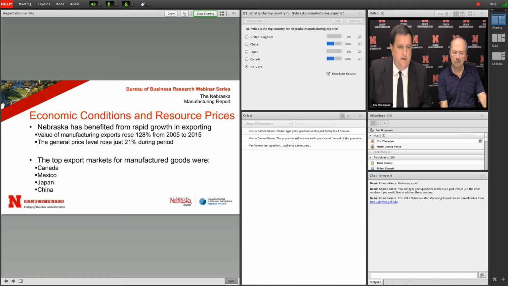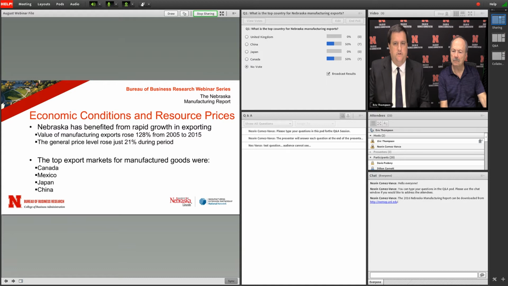What are the top export markets for manufactured goods? Well, China and Japan are up there, number 3 and number 4, but the two largest export markets are our neighboring countries, Canada and Mexico. Those are number 1 and number 2, followed by Japan. Historically the largest economy in Asia. I think it's been surpassed by China now, and then of course China 4th.